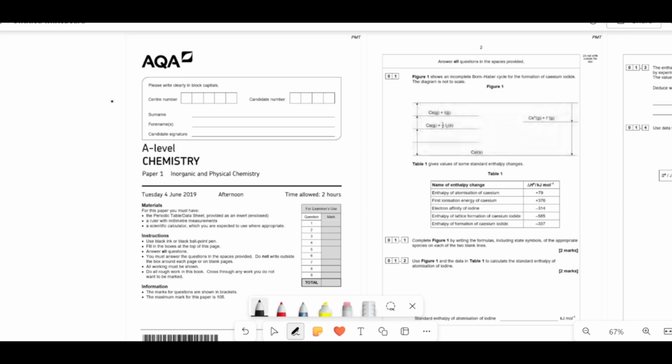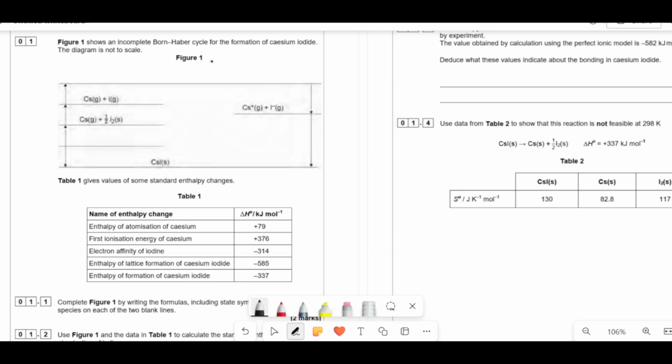Hello everybody, welcome back to another episode of the A-Level Cookbook. Today we're going to be going through the AQA A-Level Chemistry Paper 1 from June 2019. Figure 1 shows an incomplete Born-Haber cycle for the formation of cesium iodide, and this diagram is not to scale.